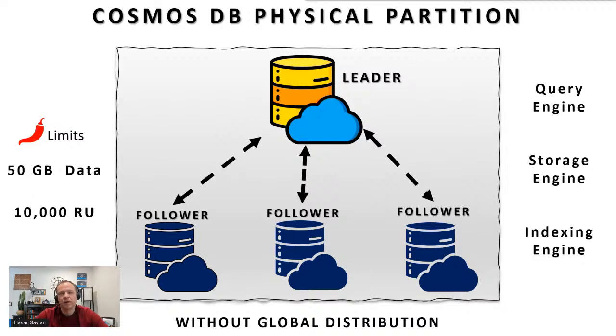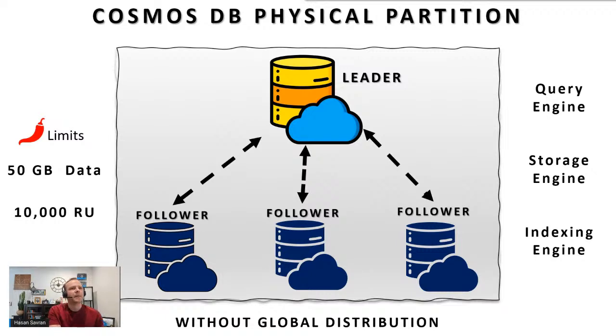So that means if you're going to have more than 50 gig, you're going to have another physical partition. Also, each physical partition can give you up to 10,000 request units. So you might not have 50 gig of data, but you might have a very heavy traffic application and need maybe 15,000 request units. That means you're going to end up with 2 physical partitions. And the model you see here is without global distribution. If you are going to have global distribution, this model is going to change a little bit. One of the followers is going to turn into the forwarder. That forwarder is going to take the data coming from the leader and send it to other leaders, so all the data will sync in the backend.